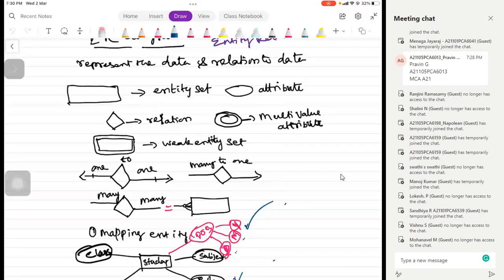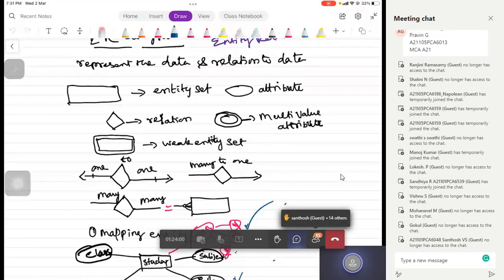In every diagram, any diagram, you should have some standard symbols that you should follow. So here the rectangle symbol is for entity set. What is the entity set?